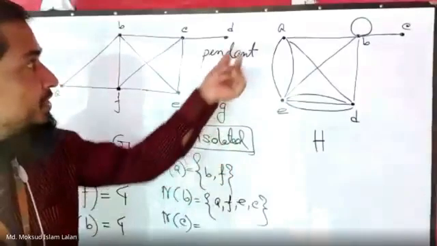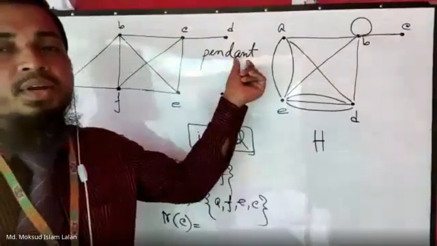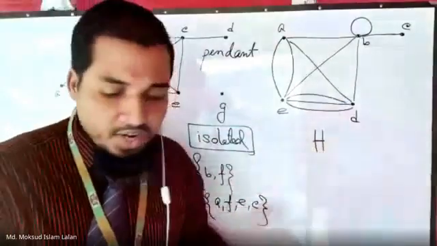Sir, when the degree is 1, what is it called? A vertex whose degree is 1 is called pendant. Okay, then sir, it's called pendant. Okay, now coming to the H graph.